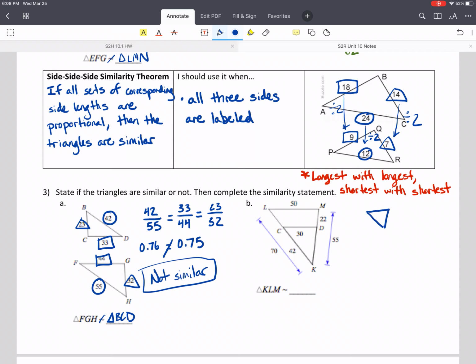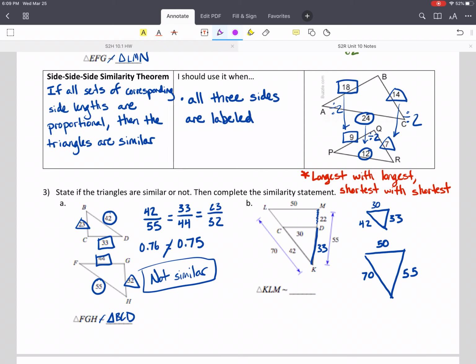I have the small triangle, which gives me a 42, 30, and oh, how am I supposed to find this side here? Well, if the big triangle we know is 55, 50, and 70, well, we can use subtraction because 55 and then this piece here is 22. So 55 minus 22 is going to get us 33. And that's how we can find that. And so because one triangle is laid within the other, those pieces are going to correspond with each other.